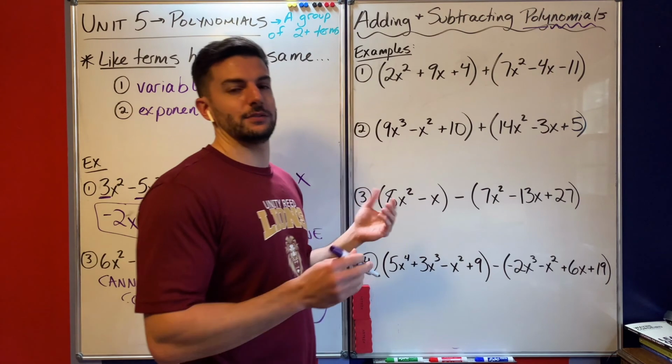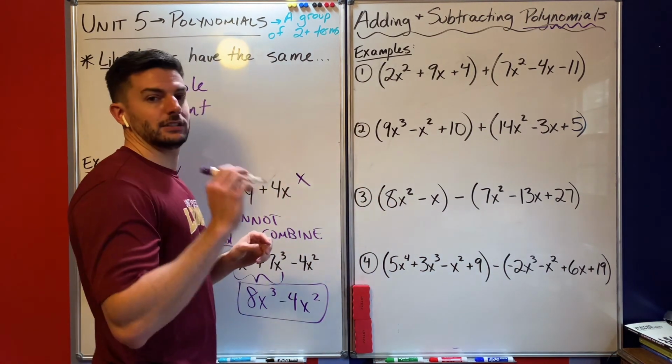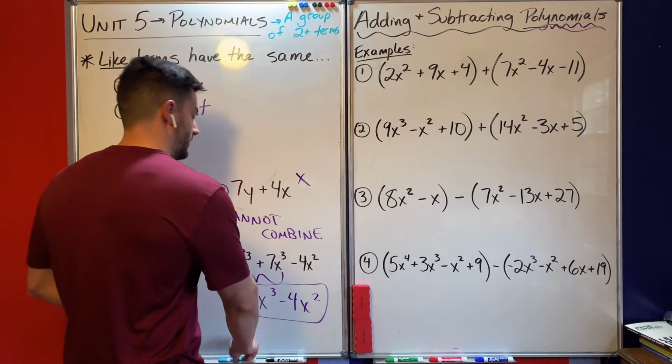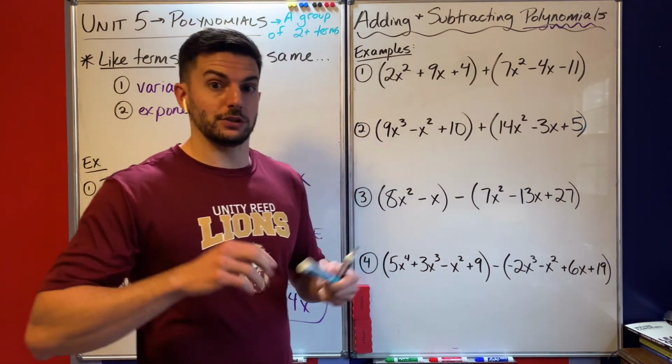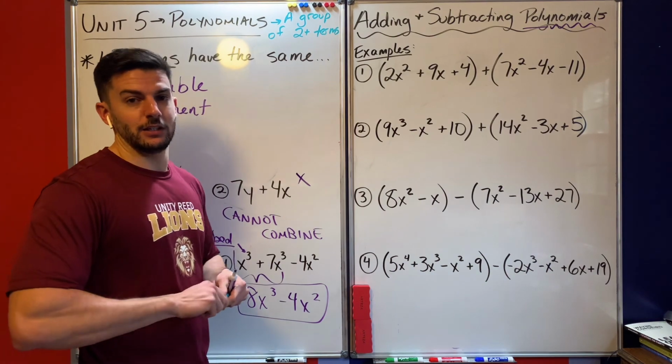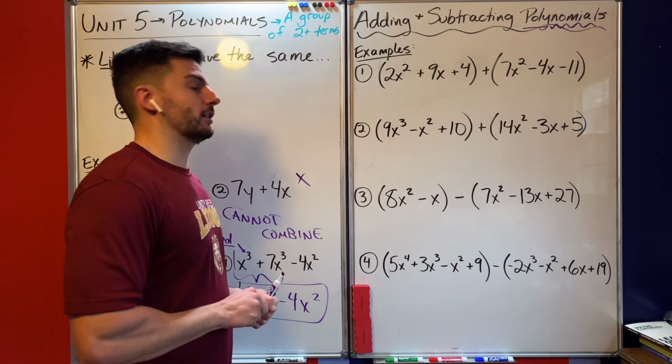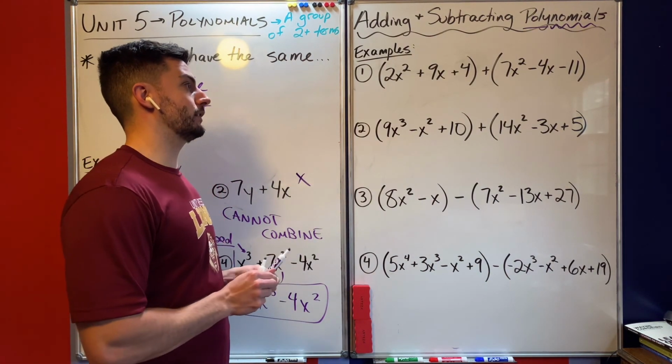As you do these, it gets a little bit faster, okay? Something you can do as well that I've seen is you can circle or pair together your like terms first. Like circle the ones in the same color, if you have more than one color pen or something, you can circle those.